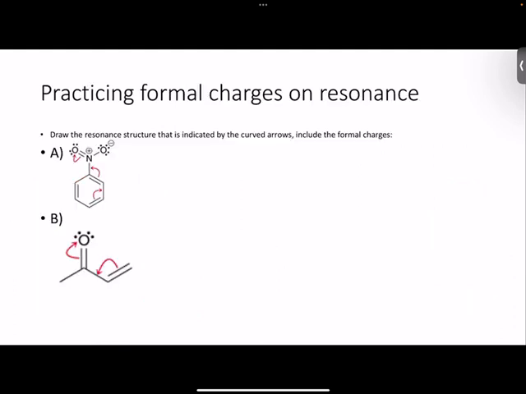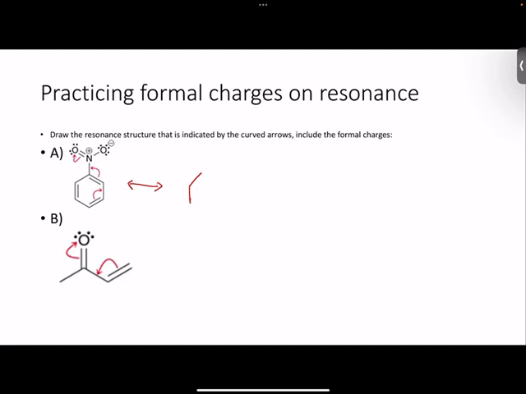Okay, so we're gonna practice formal charges of resonance. So we're gonna draw the resonance structures that are indicated by the curved arrows, and we're gonna include the formal charges. So then let's get started. We can draw the resonance structure for this one.